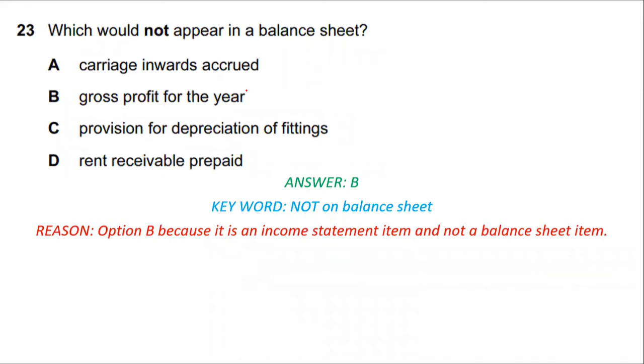Multiple choice 23, which would not appear in the balance sheet. Carriage inwards accrued, yes, because this is a liability, this would appear in the balance sheet. Gross profit for the year, no, this is an income statement item. Provision for depreciation of fittings, yes, this is a balance sheet item. Rent received, receivable, prepaid, yes, this is a balance sheet item. Hence, the correct answer for multiple choice 23 is option B.